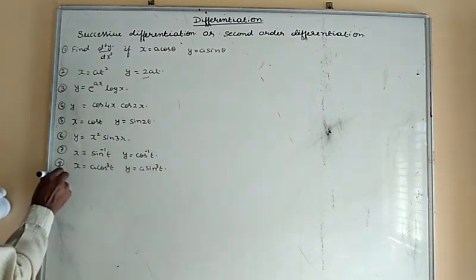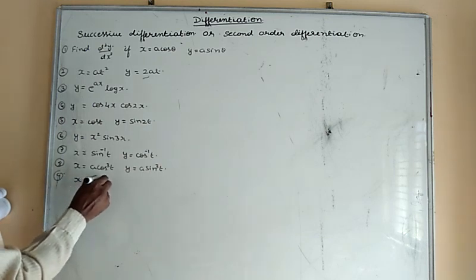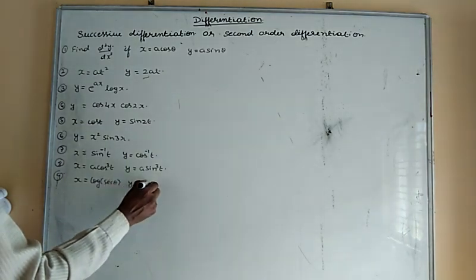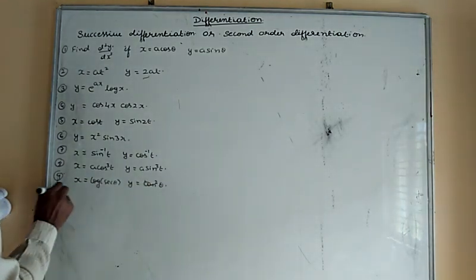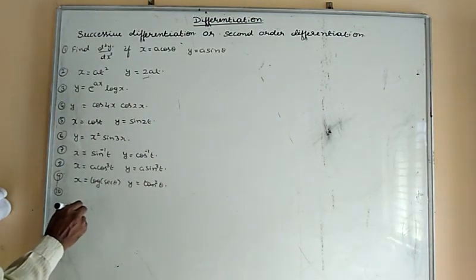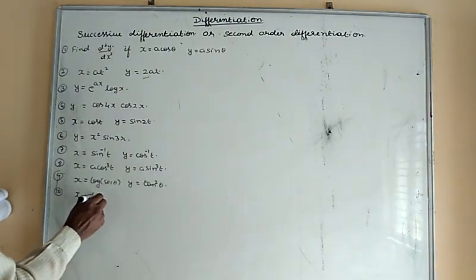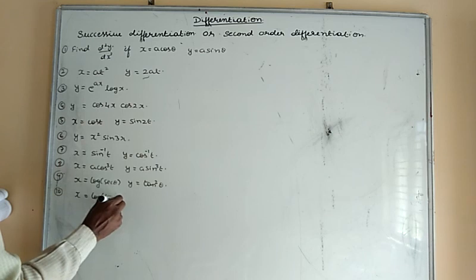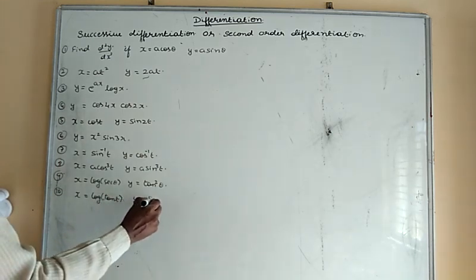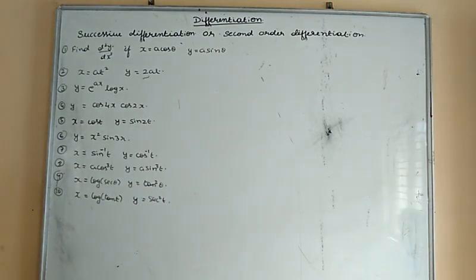The next one, x is equal to log of secant theta, y is equal to tan square theta. And next one, x is equal to log of tan t, y is equal to secant square t. So these are the 10 questions as assignment.